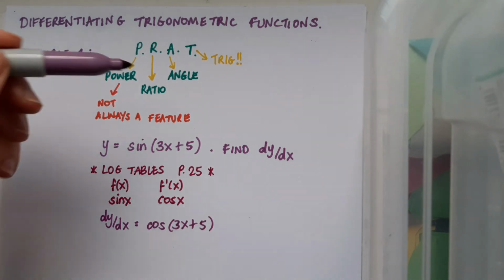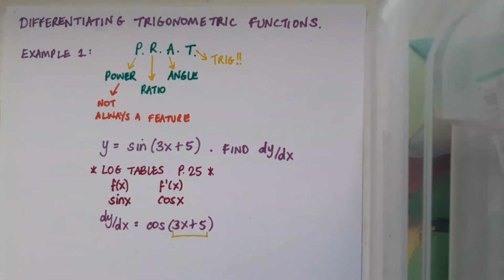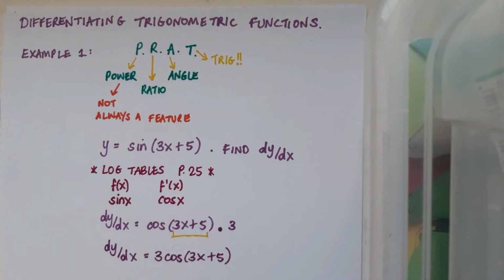But I'm not finished yet, because I still have to differentiate the angle. Now in this case, the angle is 3x plus 5. So I want to differentiate that, and I'm going to get 3. It's important to bear in mind that this 3 is multiplying by the whole expression, not just by the angle 3x plus 5. And I'm going to finish off by tidying up, and that just involves me putting the 3 out in front. So my derivative is 3 cos 3x plus 5.